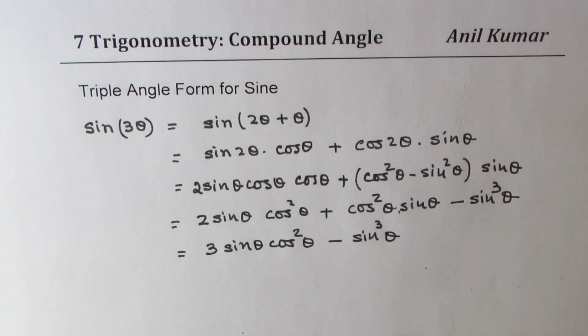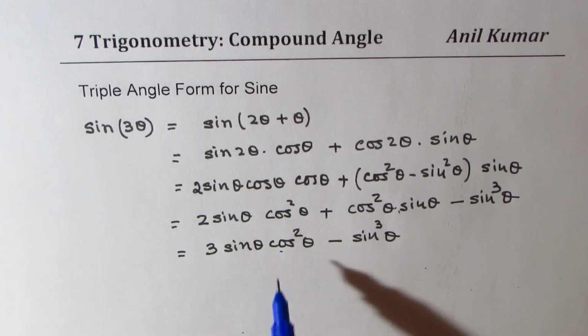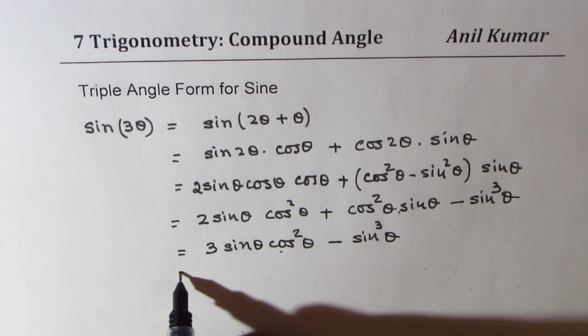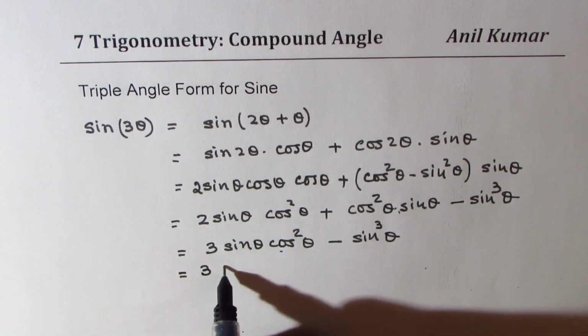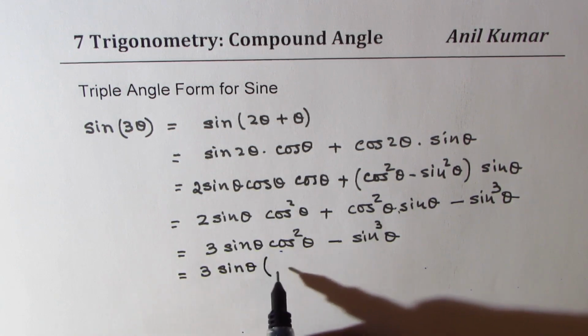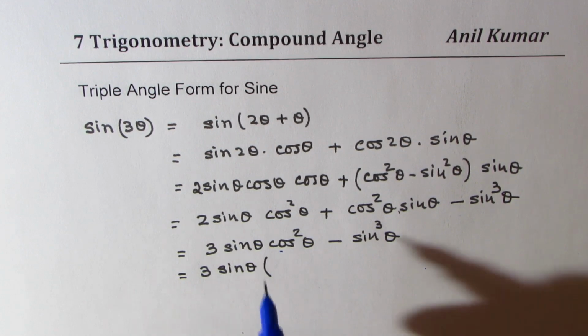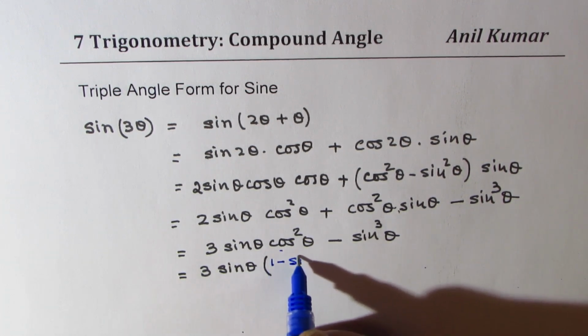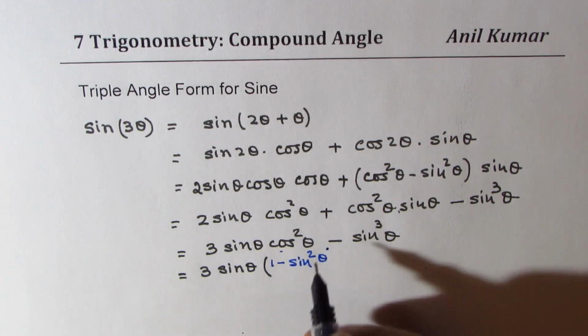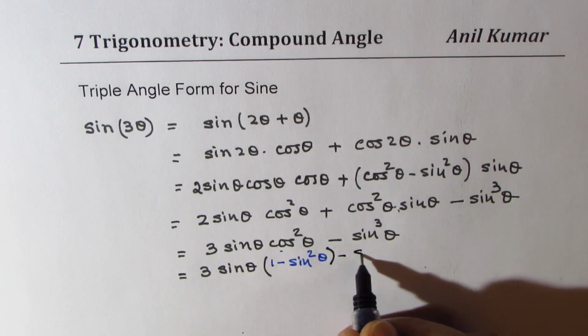But what you could also do is move forward and replace cosine square with 1 minus sine square. So we'll continue and write another form. We have 3 sine theta, replacing cos square theta by 1 minus sine square theta. Okay, let's replace. What do we get?